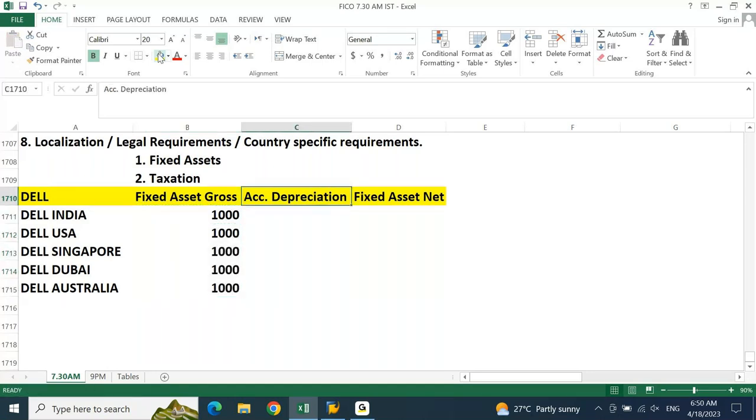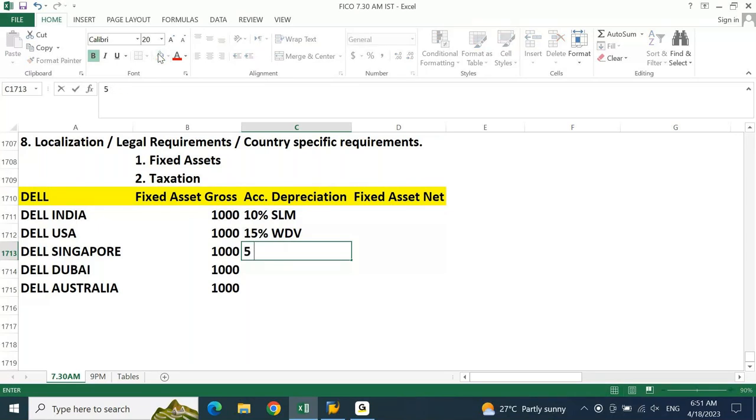But do we find same rate of depreciation in every country, or does the rate of depreciation change from country to country? It differs from country to country. Right, your asset accounting or your depreciation treatment on fixed asset is different from one country to the other. Let's say in India, you may be depreciating at 10% straight line method, a fixed percentage every month. Assuming in US, you are depreciating the same asset, maybe 15% WDV method. In Singapore, let's say you are straight away depreciating based on 5 years, which means within 5 years your asset value must become zero. In Dubai, for the same asset, let's say 7 years. In Australia, let's say it is 20%.